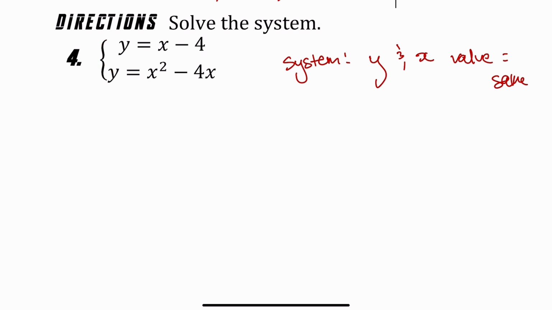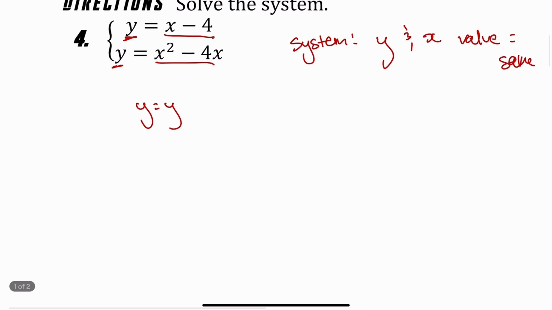Okay, why does this matter? Well, because I know that y is equal to the same thing in both equations. When I'm given y is equal to blah and y is equal to blah, that means that x minus 4 is equal to x squared minus 4x, right? Because y is equal to y. If this is equal to y, and this is equal to y, that means x minus 4 is equal to x squared minus 4x.